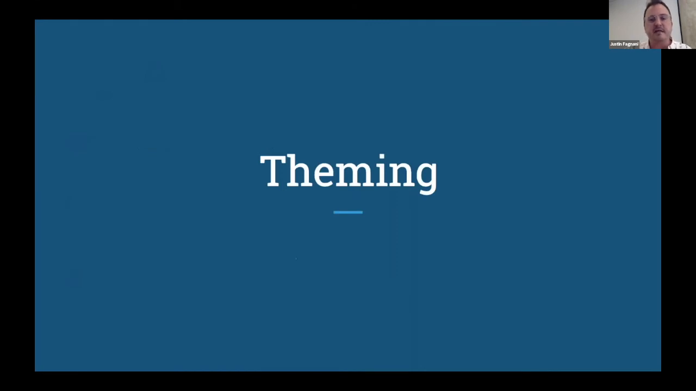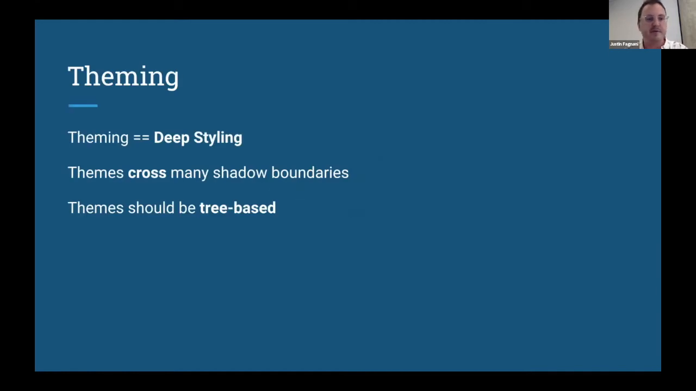Okay, so that's styling. That's basically how do we take an element we directly use and customize it. Theming is an important variation of styling where you want to theme things across shadow boundaries. So theming is basically equivalent to deep styling. You want to cross many shadow boundaries, and ideally themes should be tree-based because you might have some kind of changes that you want to make just for a certain panel in the page, not for the entire page.